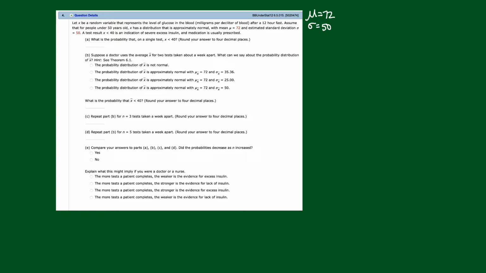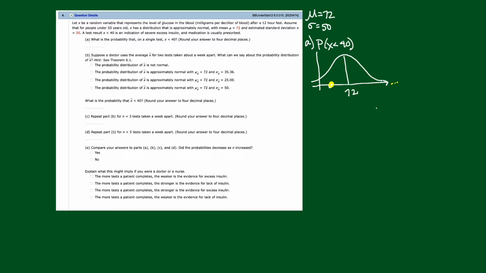All right, so what have we got here? A says, what is the probability that on a single test, X is less than 40? So I'm going to write that down. I'm looking for the probability that X is less than 40. Now, when I do these problems, I always like to draw a picture. Helps me get an accurate result so I know what it is I'm doing. All right, now the high point is the mean, which is 72. We're here at 40. That's to the left. And we want less than 40.